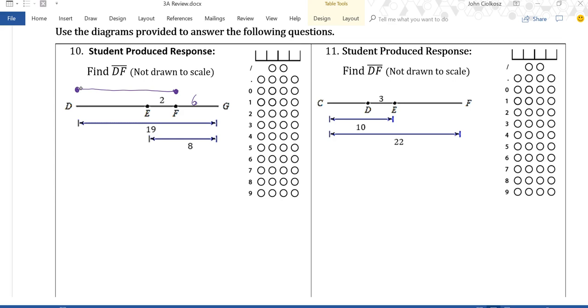Now, using a little more logic, we know that the whole line DG is 19. Let's say I call the length from D to E, X. I know that X plus 2 plus 6, all three parts of the line DG, is equal to the whole thing of 19. Solving this, we add to get 8, subtract it over and get 11. So now I know that DE is 11. To get my final answer, I add 11 and 2 to get the total length of DF. Our answer for DF is 13.